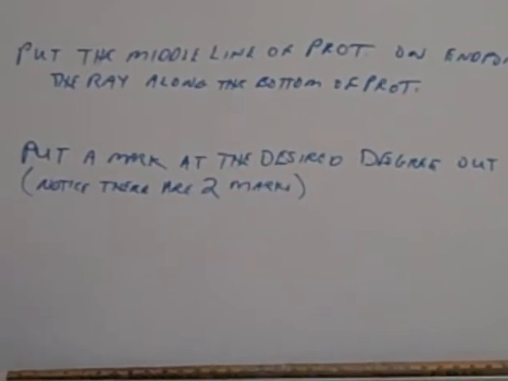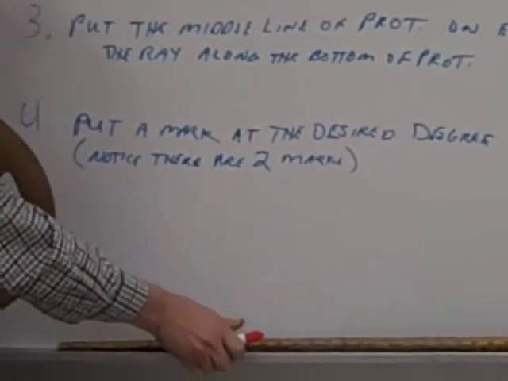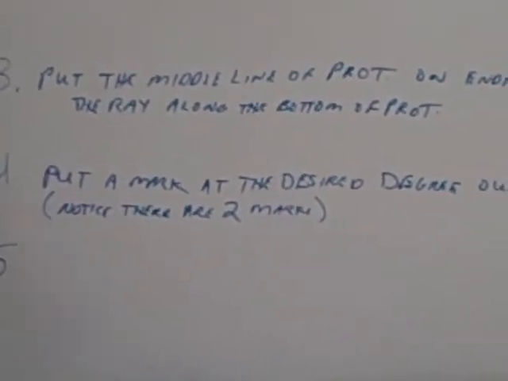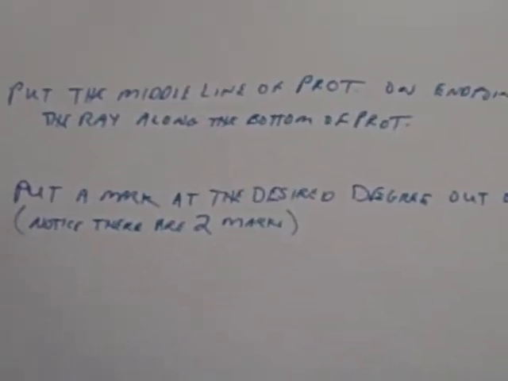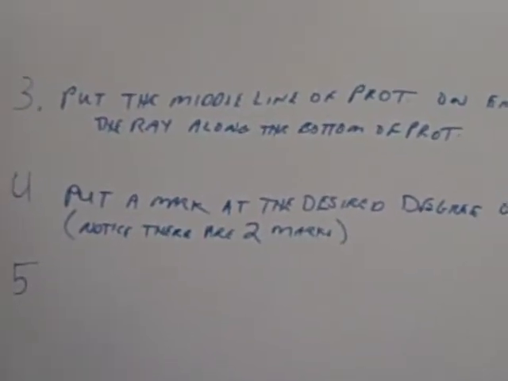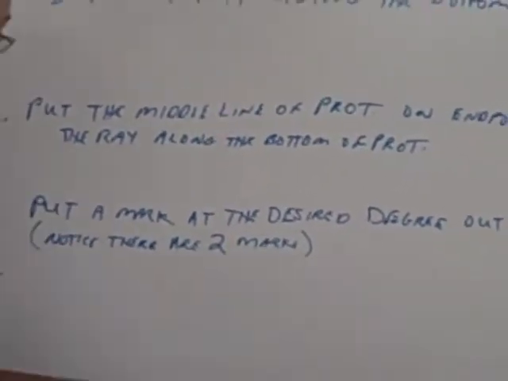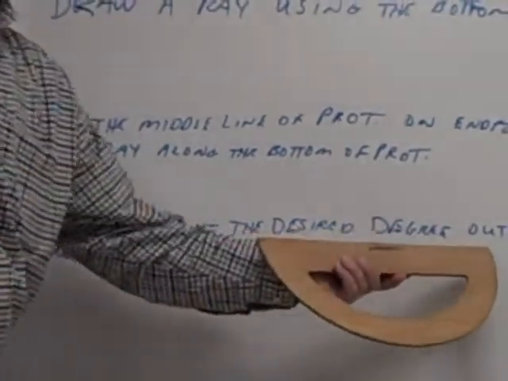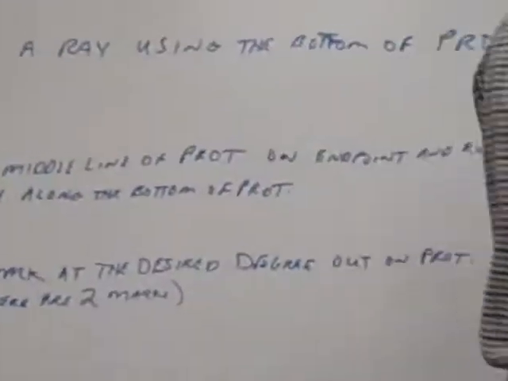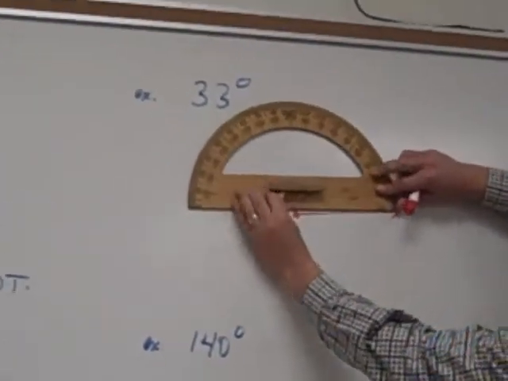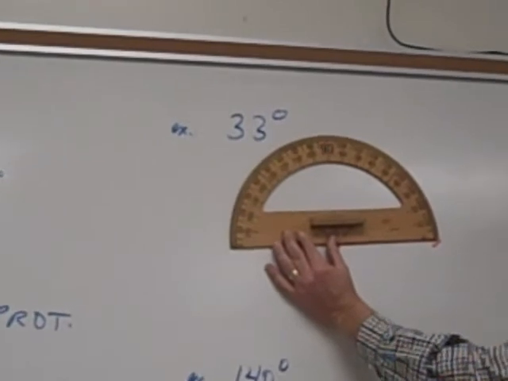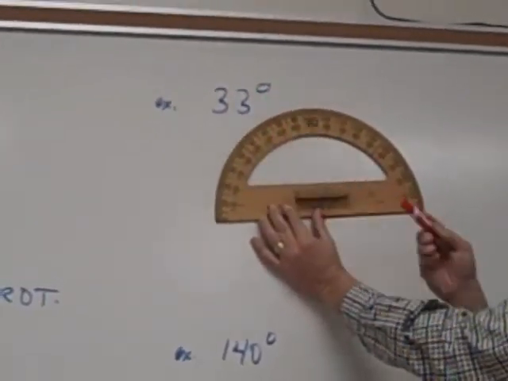Did everybody get that finished writing? I'll go over there and show you what I mean by that. If you were here yesterday, you noticed that there were two numbers out there when we tried to read the protractor. Well, put a mark at the desired degree out on the protractor. Notice there are two marks. So I'm going to go back and do step 3, put it on there, and hold her tight. There we go. We want 33 degrees.